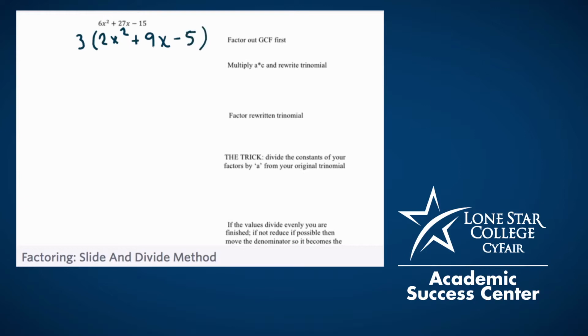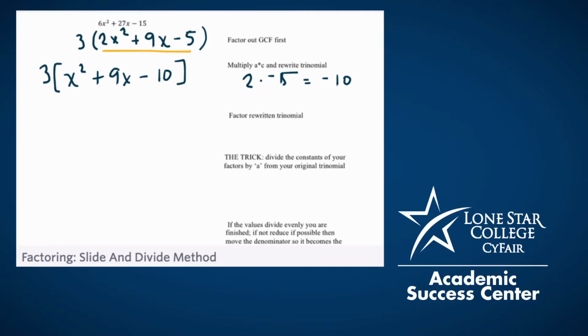In doing this, we've created another trinomial. This is the trinomial that we want to look at using the slide and divide method on. And we'll do just like we did before. We'll multiply a times c. And that gives us negative 10. And then we'll rewrite our trinomial. So our rewritten trinomial becomes x squared plus 9x minus 10.